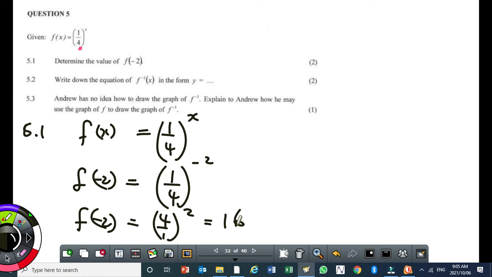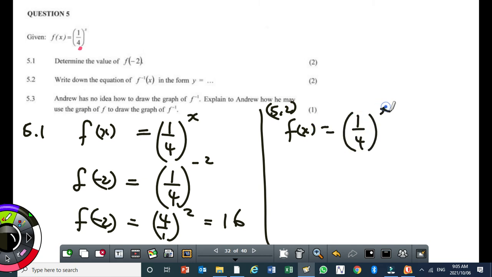Are you following? Right, then number 2 says write down the equation of the inverse in the form y equals. Now this is very important. You cannot come to your maths paper 1 on the 5th of November without knowing how to find the inverse using the procedure that I taught you. So I'm going to repeat that here. So our function, this is now 5.2, is f of x equal to a quarter to the power of x.